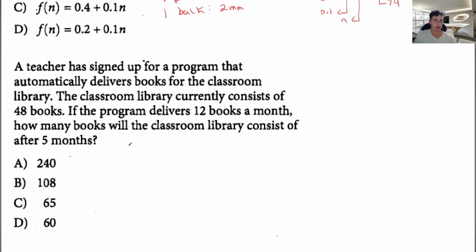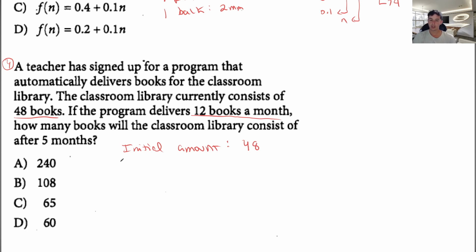Okay, let's do number 4. A teacher has signed up for a program that automatically delivers books for the classroom library. The classroom library currently consists of 48 books. So the initial amount is 48. I know that much. If the program delivers 12 books a month, how many books will the classroom library consist of after 5 months?